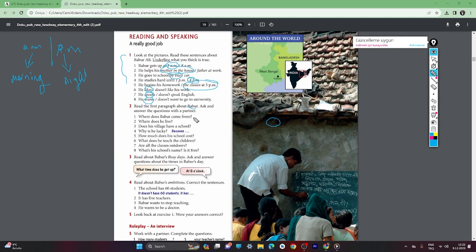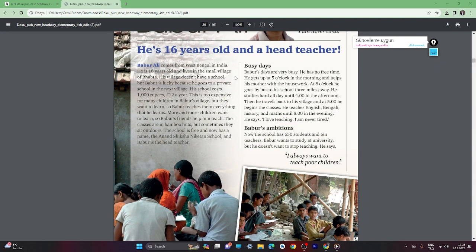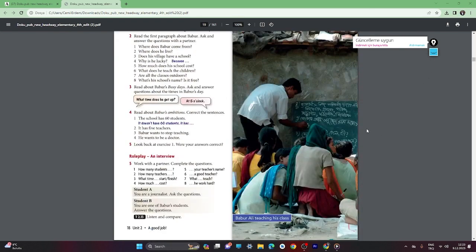Where does Babur come from? So, how will we answer this question? Let me take another pen. Where does he come from? He comes from Bengal. The city Bapta, I guess. Bapta village, or maybe city, maybe village. Where does he live? Easy. He lives in a small village of Bapta. You see? Easy.